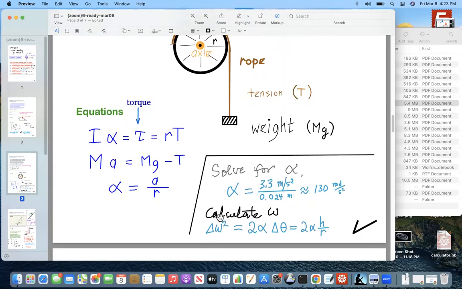acceleration. Alpha is a constant. It's not constant motional or translational acceleration. It's constant angular acceleration. Well, you remember the equations for constant acceleration. In the case of motion along a line, delta v squared is 2a delta x. Well, I can convert that into rotational motion as long as I have constant acceleration. Delta omega squared is 2 alpha delta theta.